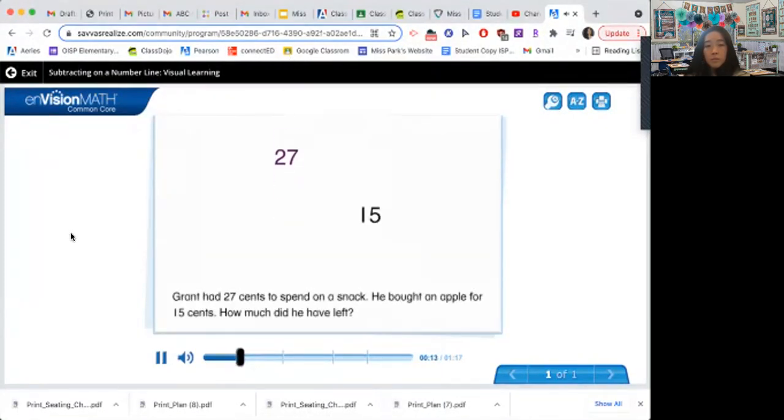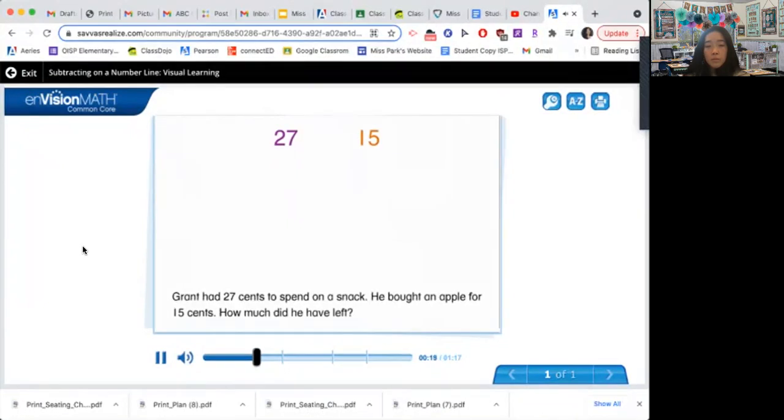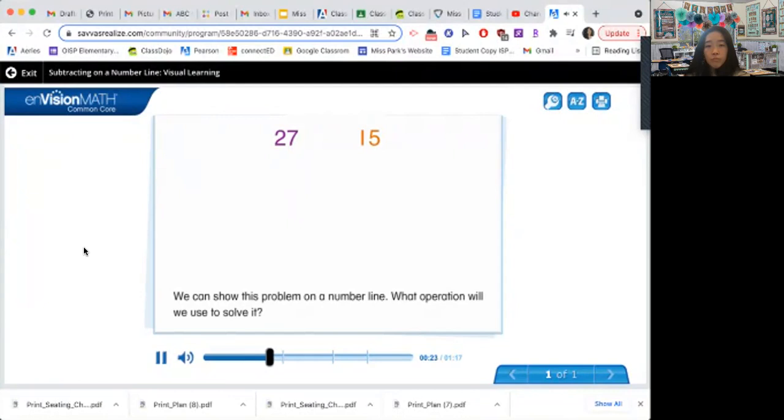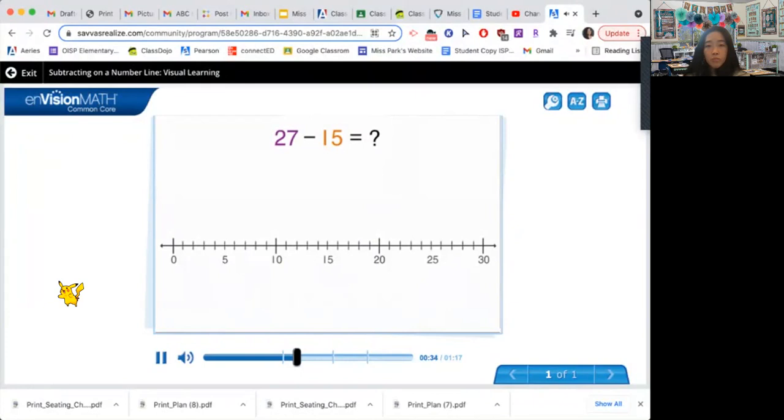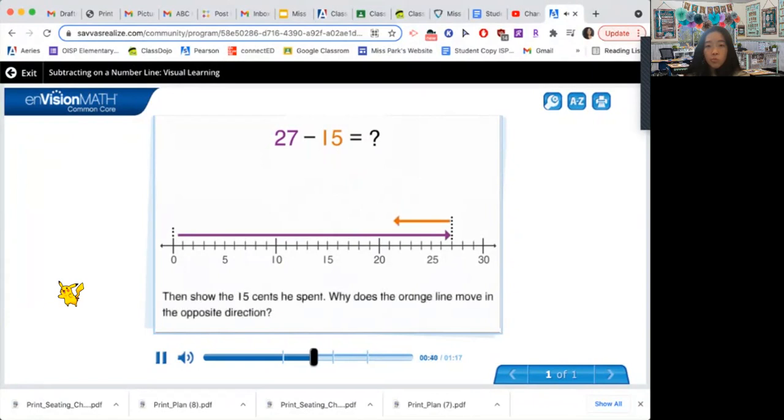Grant had 27 cents to spend on a snack. He bought an apple for 15 cents. How much did he have left? We can show this problem on a number line. What operation will we use to solve it? This is a subtraction problem. First, show the 27 cents that Grant had. Then, show the 15 cents he spent.